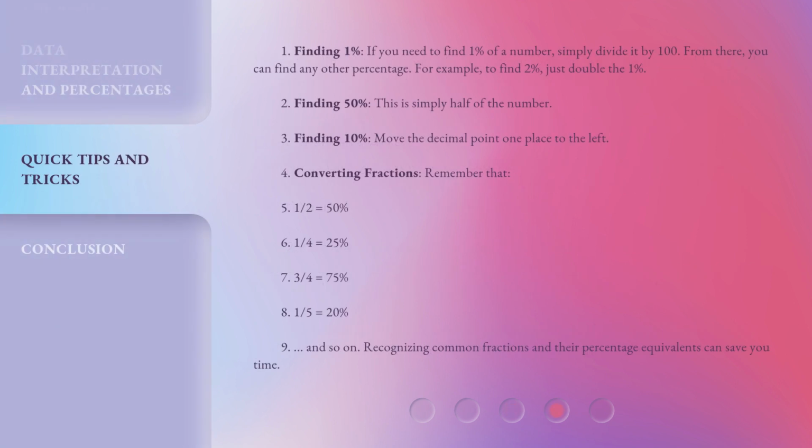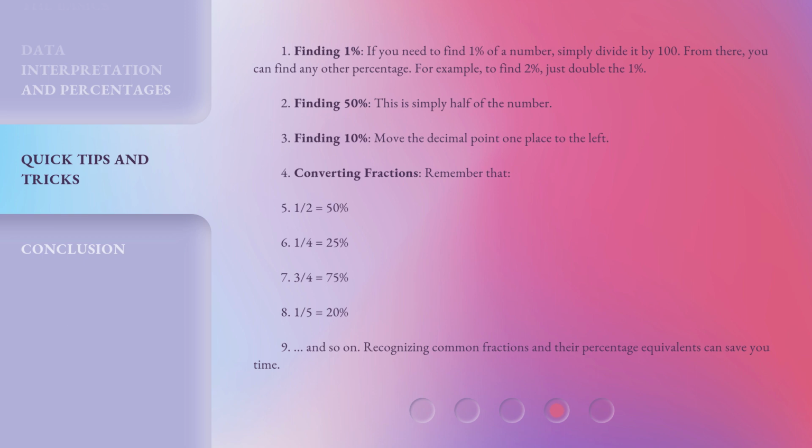1. Finding 1%. If you need to find 1% of a number, simply divide it by 100. From there, you can find any other percentage. For example, to find 2%, just double the 1%. 2. Finding 50%. This is simply half of the number. 3. Finding 10%. Move the decimal point one place to the left.